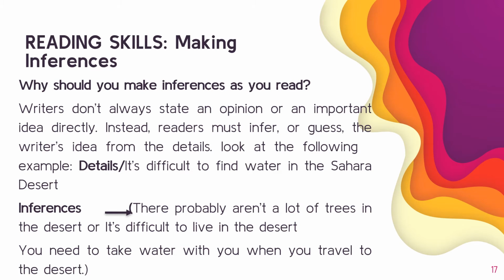Why should we make inferences as we read? In fact, writers don't always state an opinion or an important idea directly. Instead, readers must infer or guess the writer's idea from details. Look at the following example. If we see in the details that it is difficult to find water in the Sahara Desert, we can simply infer that there probably aren't a lot of trees because there is no water, as we know that trees grow on water. Or it's difficult to live in the desert. Therefore, you need to take water with you when you travel to the desert.